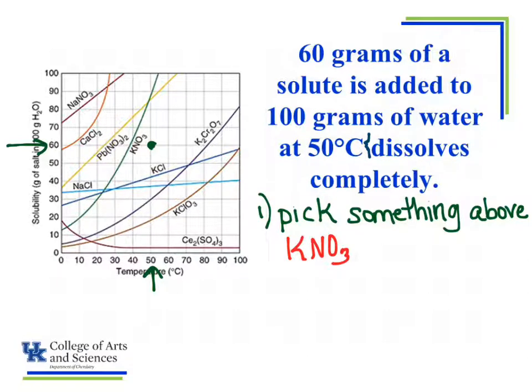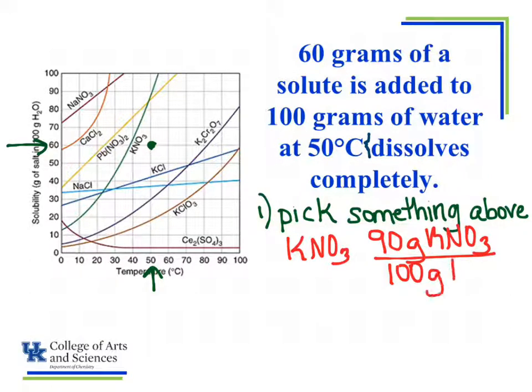At 50 degrees Celsius, about 90 grams of KNO3 will dissolve in 100 grams of water. Since we only have 60 grams of our solute in 100 grams of water and it dissolves completely, that tells us KNO3 is a possibility. It also tells us that anything else above that dot is also a possibility. So we can't eliminate anything yet, because the 90 grams is above the amount we actually have in our solution.